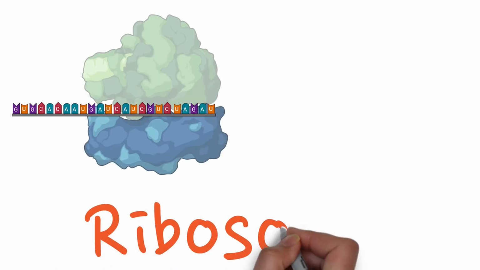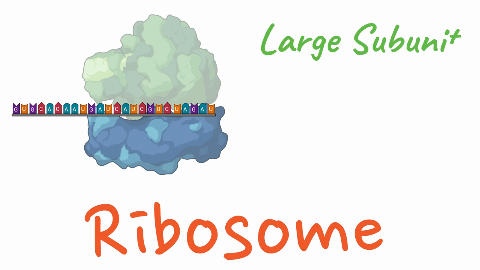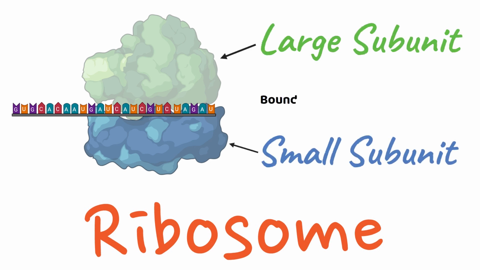First, we have ribosomes. Ribosomes are protein RNA complexes that bind the messenger RNA and other components to facilitate protein elongation. They consist of a large subunit and a small subunit, both of which are made of protein and RNA. These two subunits bind to the messenger RNA during translation.